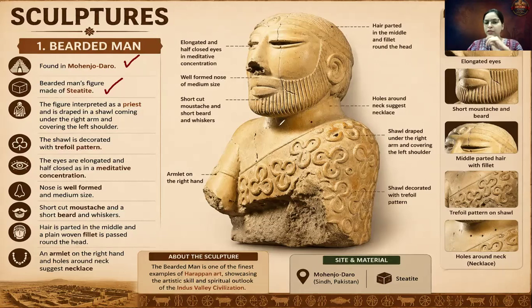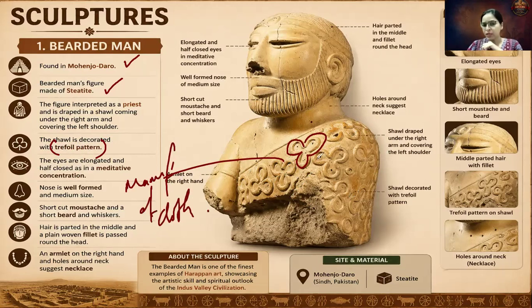Next important thing, on the shawl, you can see this pattern. This pattern is called a trefoil pattern. So please remember this. The shawl is decorated with a trefoil pattern. And this shawl also hints towards the manufacturing of cloth. So the manufacturing of cloth with the trefoil design is also hinted at by this sculpture. Now the sculpture is damaged, but it is very well constructed.